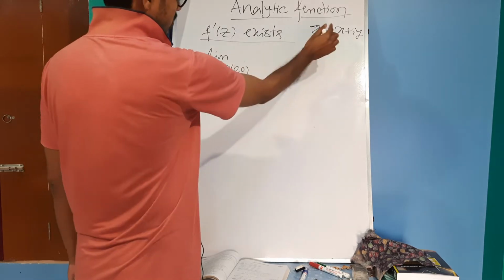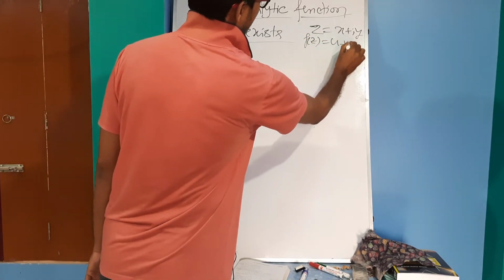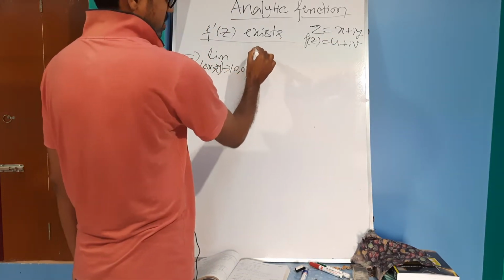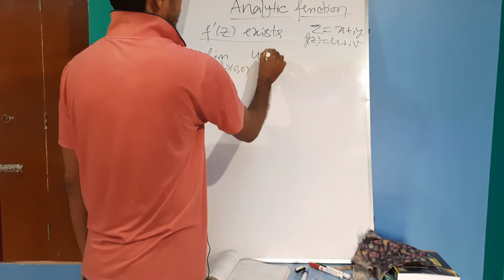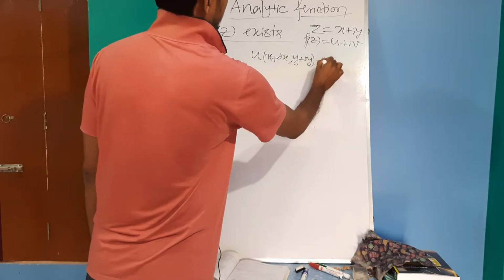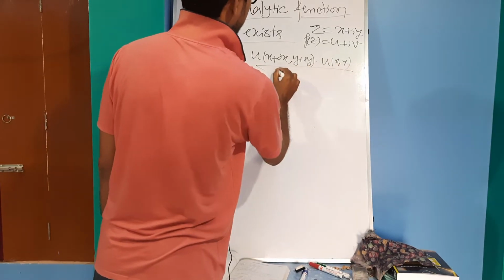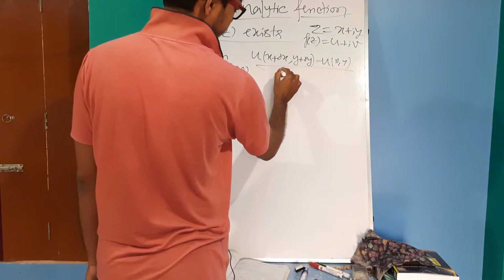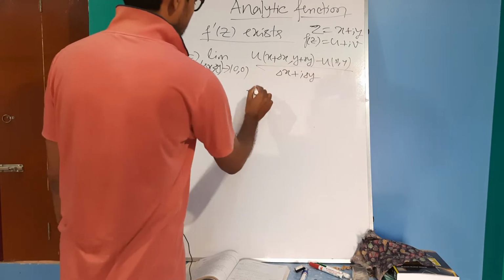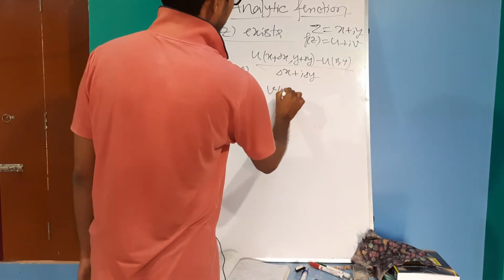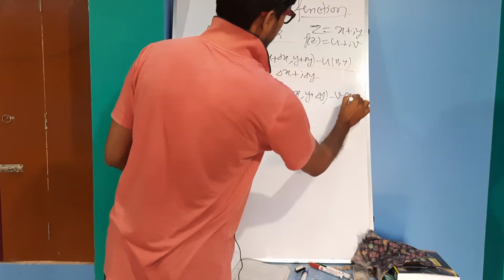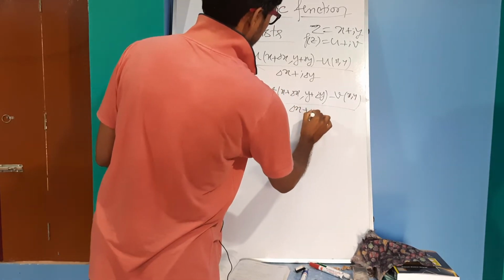and f dash z means, and you have u plus iv, so you can write for the real part, the difference, that is u of x plus del x, y plus del y minus u of x comma y divided by del z, that means del x plus i del y, and plus i into v of x plus del x, y plus del y minus v of x comma y divided by del x plus i del y.